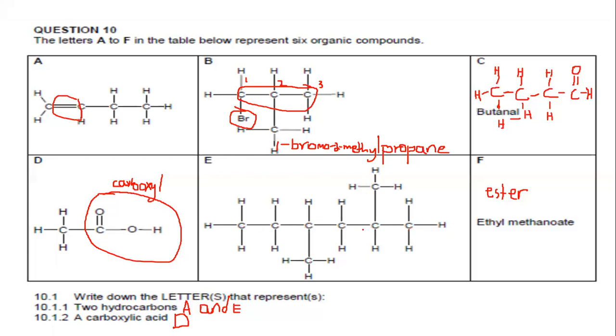1, 2, 3, 4, 5. So it means the longest chain is 1, 2, 3, 4, 5, 6. So I'm going to take this as my longest chain. Okay. So it has 6 carbons.